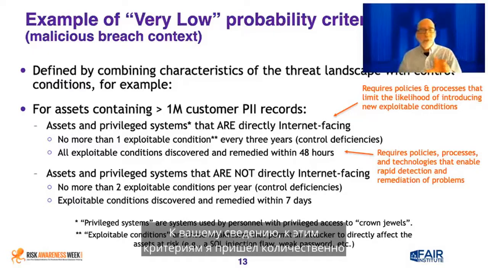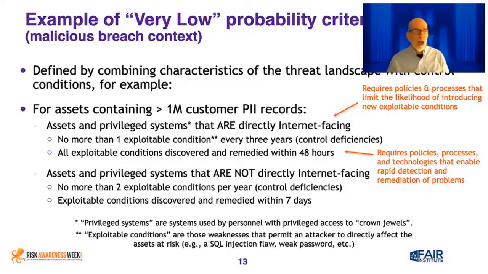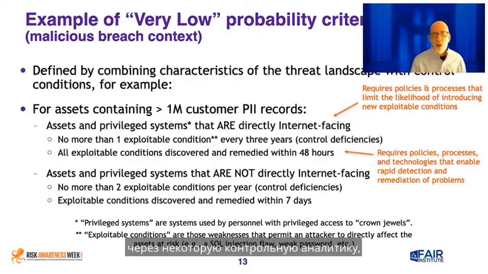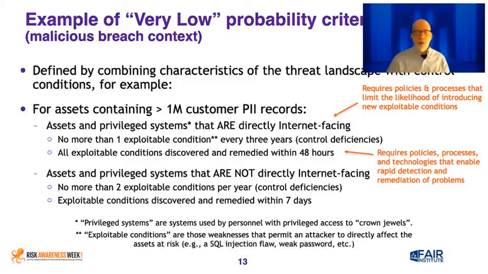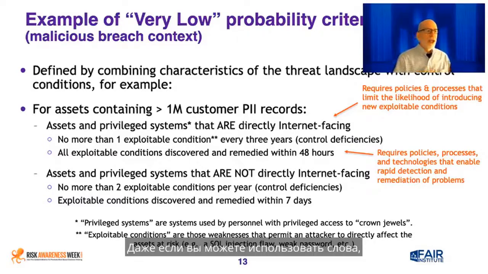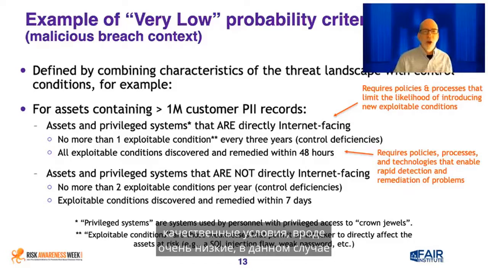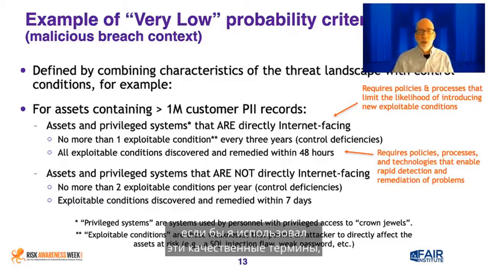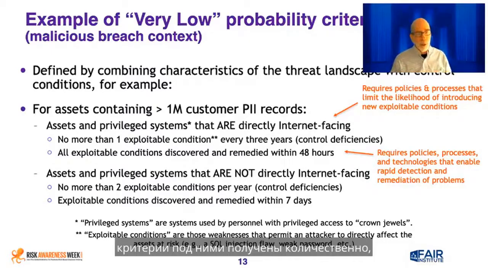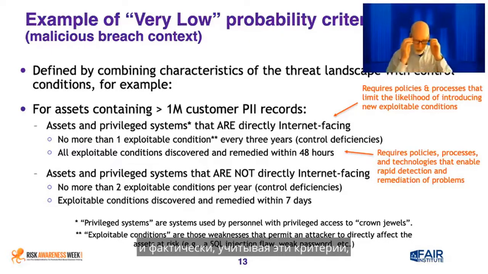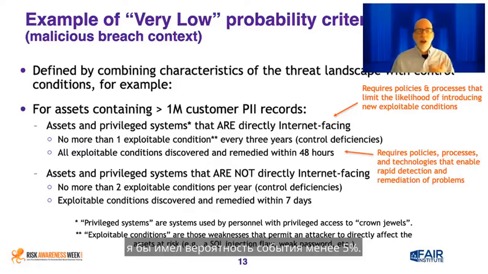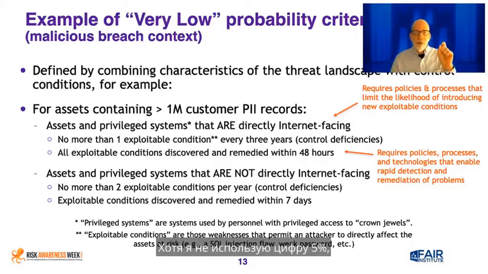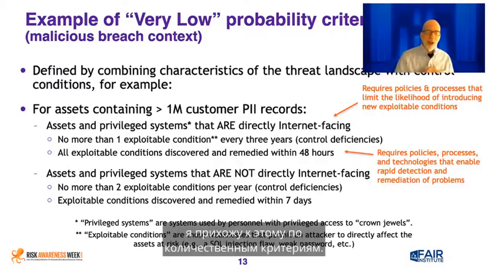Now, just FYI, these criteria I arrived at quantitatively through some control analytics that I performed in the background that we don't have nearly enough time to get into. So even though you might use qualitative terms like very low, the criteria underneath them are arrived at quantitatively. And in fact, given these criteria, meeting these criteria, I would have less than 5% probability of an event. So even though I'm not using the number 5%, I'm achieving it through these quantitative criteria.